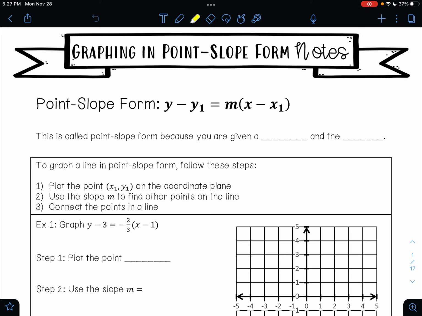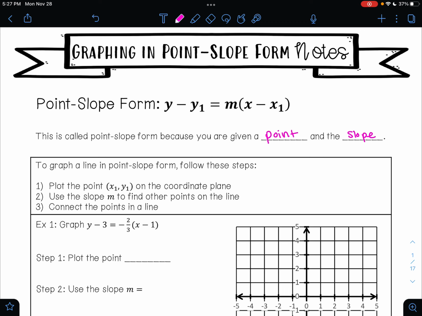In this video, we are going to be graphing linear equations in point-slope form. Point-slope form is y minus y1 equals m times x minus x1.